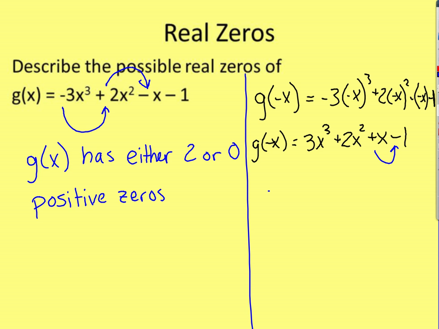So we know g of x has one negative zero. If you were to actually graph this function, you would see that there is one negative zero and there are no positive zeros. So we know that g of x has either 2 or 0 positive zeros, but in this case there are 0 positive zeros for this function and 1 negative zero.